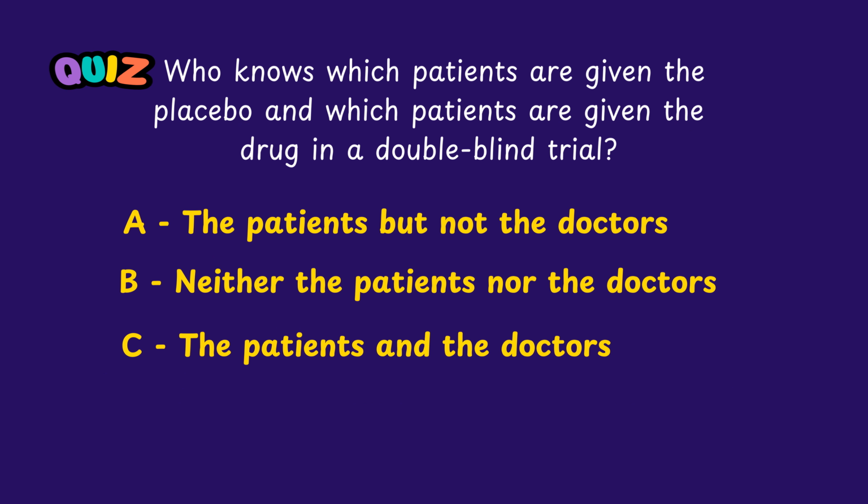Next question. Who knows which patients are given the placebo and which patients are given the drug in a double-blind trial? The answer is B, neither the patients nor the doctors.